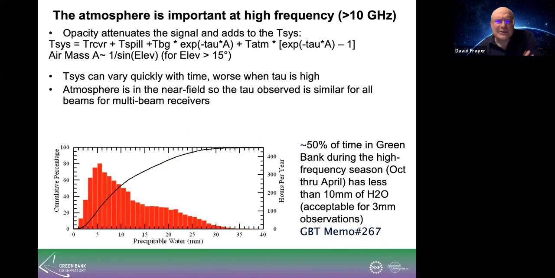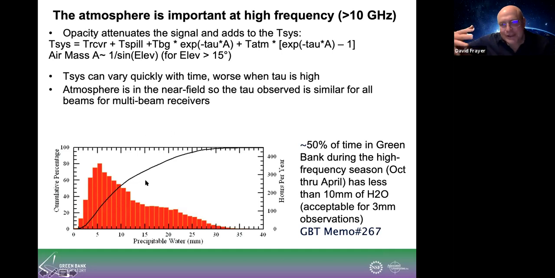Now, at low frequency, we don't have to worry about the atmosphere that much, but above 10 gigahertz, you really do. I mean, and we're going to see it even more today. So your system temperature here is a combination of all this stuff. And at higher frequency, the atmosphere starts to really dominate the noise of the telescope.